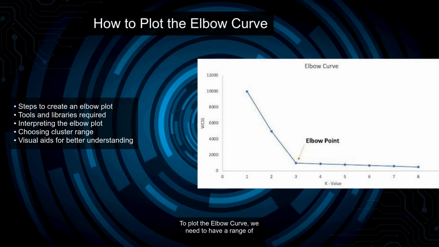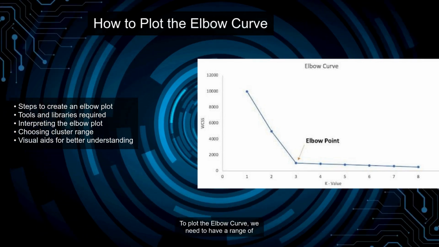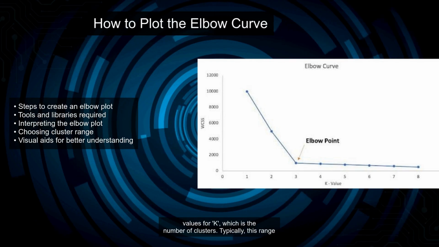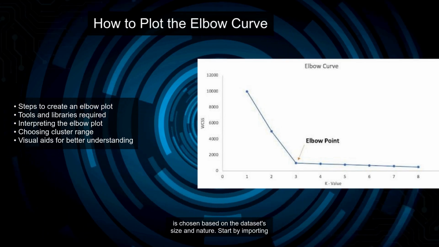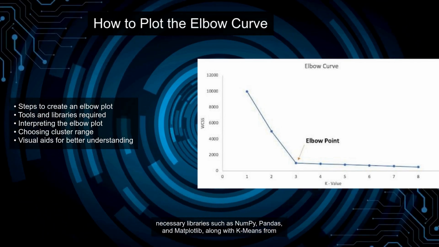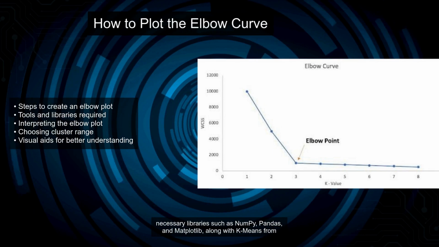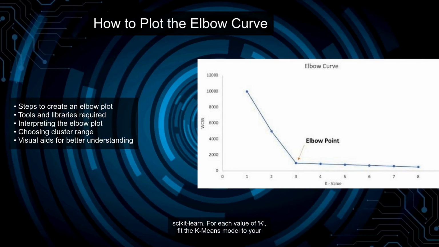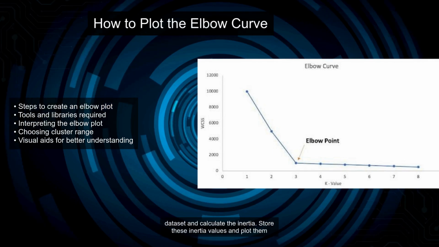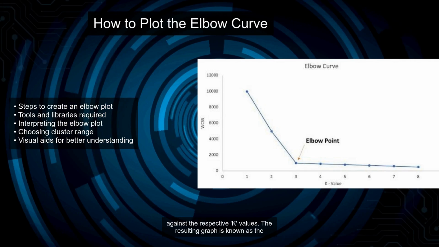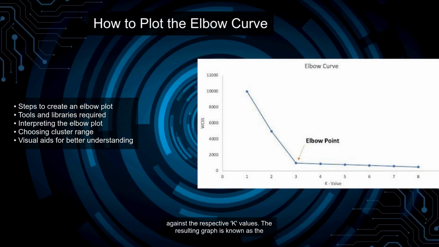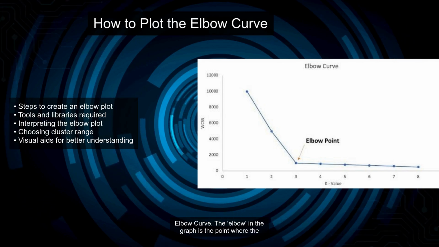To plot the elbow curve, we need to have a range of values for k, which is the number of clusters. Typically, this range is chosen based on the dataset size and nature. Start by importing necessary libraries such as NumPy, Pandas, and Matplotlib, along with k-means from scikit-learn. For each value of k, fit the k-means model to your dataset and calculate the inertia. Store these inertia values and plot them against the respective k values. The resulting graph is known as the elbow curve.